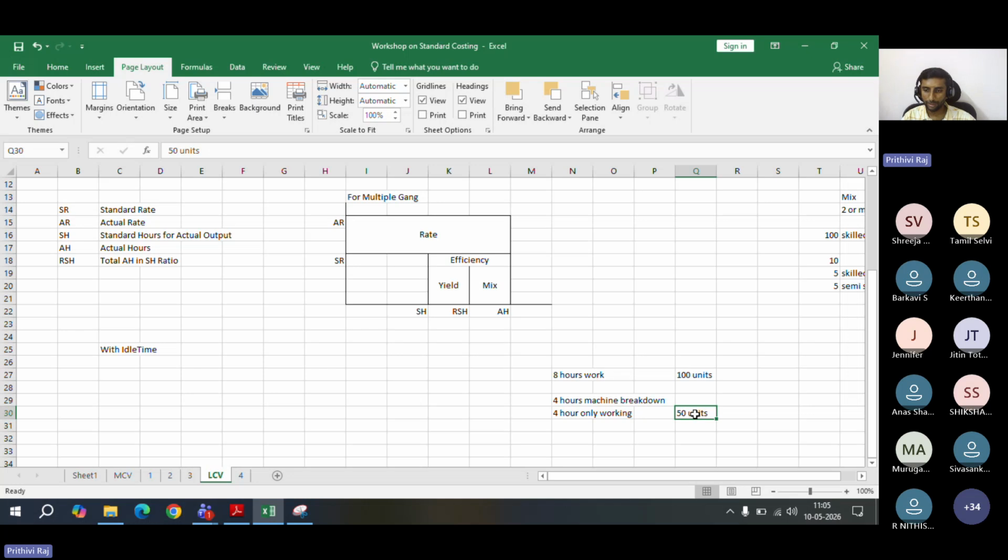So your efficiency is 50% or 100%? Just tell me. Someone come on, unmute and tell: is your efficiency now 50% or 100%? 100%. Why 100%?